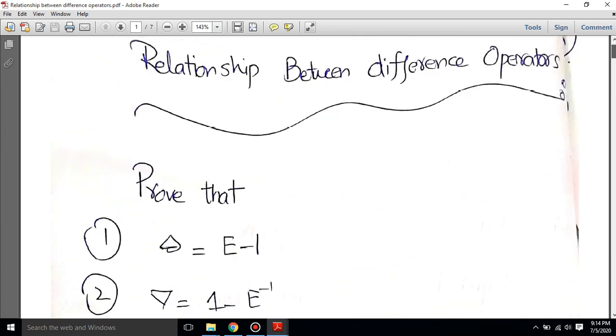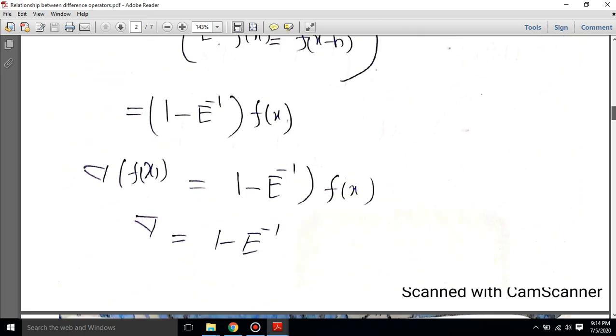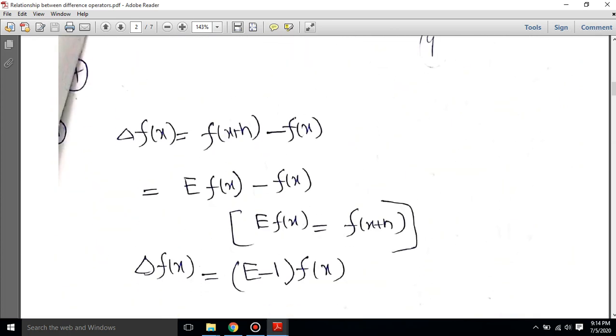So starting with the first one, how we are going to have this. Okay, so we want to prove this actually. So I am going to start with the first one, that is here. Assume that when we apply the forward difference operator to our function, it will give us f of x plus h minus f of x. Okay, this is from the definition of the forward difference operator. And you know that f of x plus h comes from the shifting operator, so it will be equal to E f of x minus f of x.